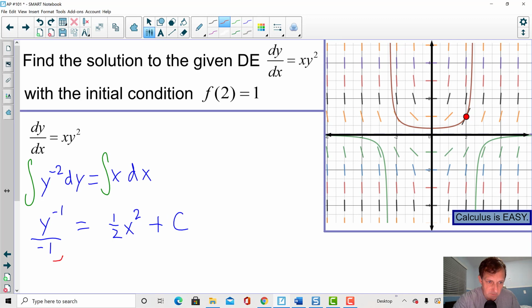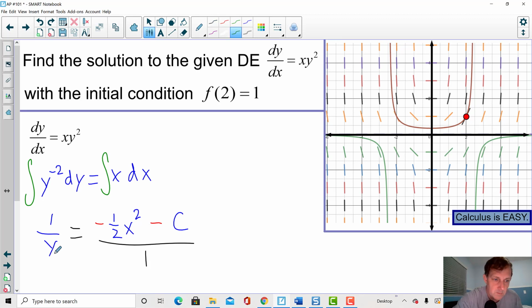All right, and I can get rid of this -1 if I multiply both sides by -1. I'm going to rewrite y to the power of -1; that's going to be 1 over y. Now I'm putting the right side over 1 because if you ever have a fraction equal to another fraction, you can flip both fractions upside down. And that's going to be really useful because I'm trying to solve for the y.